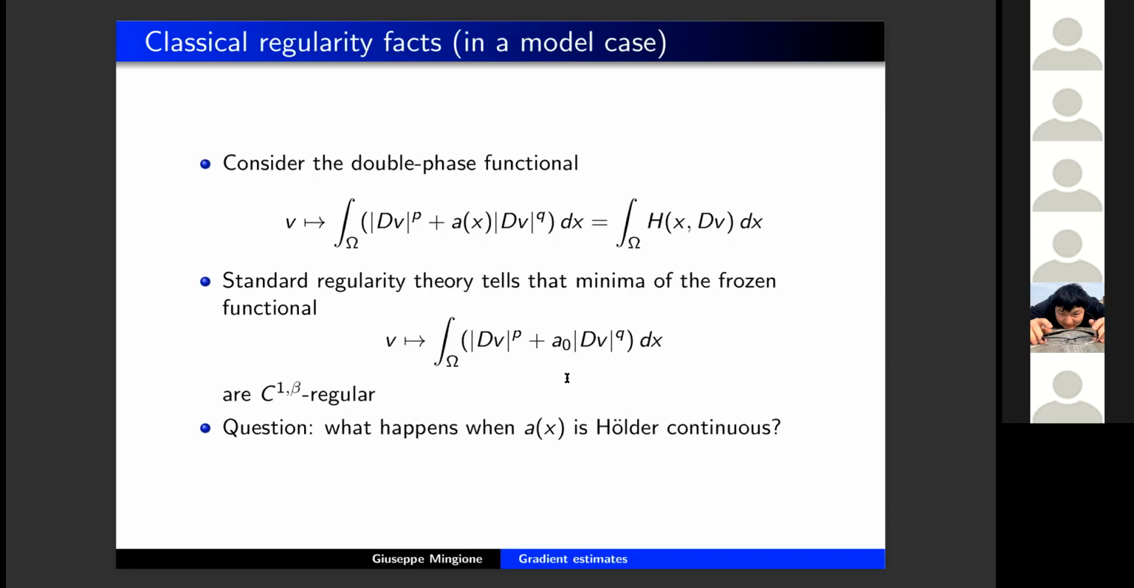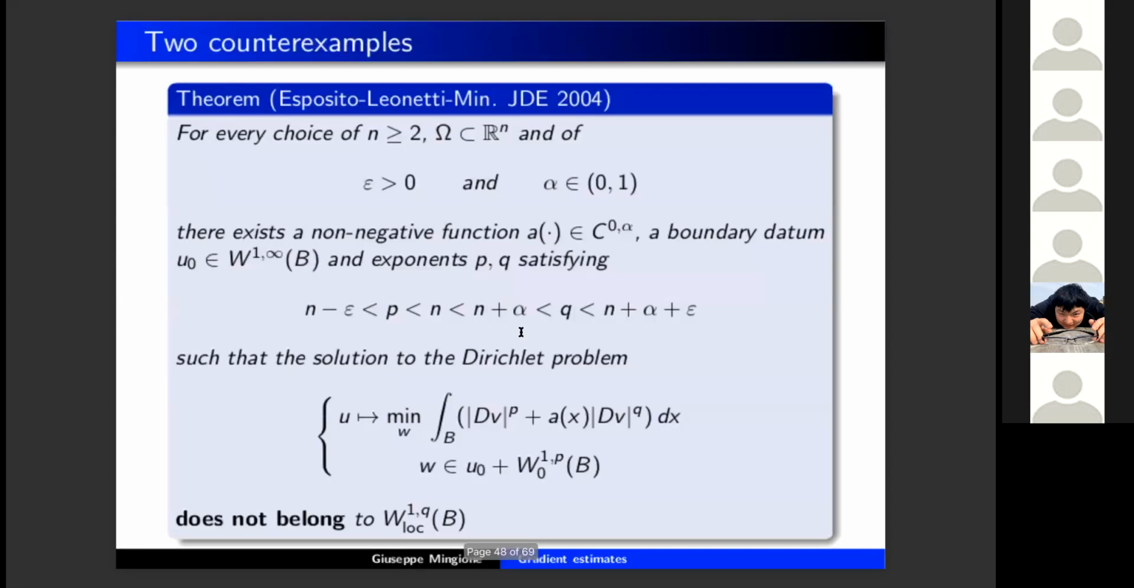And so, if standard perturbation methods would work, they would imply that using this as a reference result, you're able to make some small perturbation around A of x or around A0, and then you should be able to prove that the gradient is Hölder continuous. So is this true or not? Actually, it isn't, because there is this very old example by Esposito, Leonetti, and myself that tells you the following.